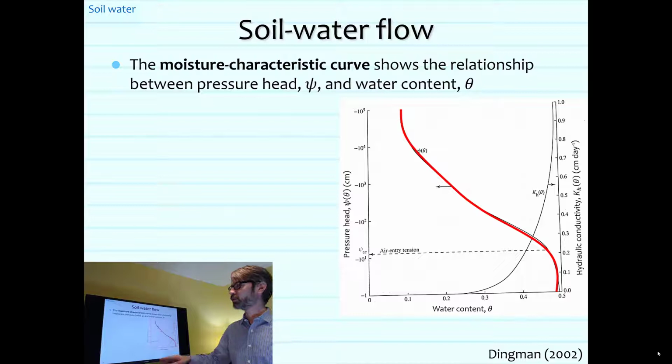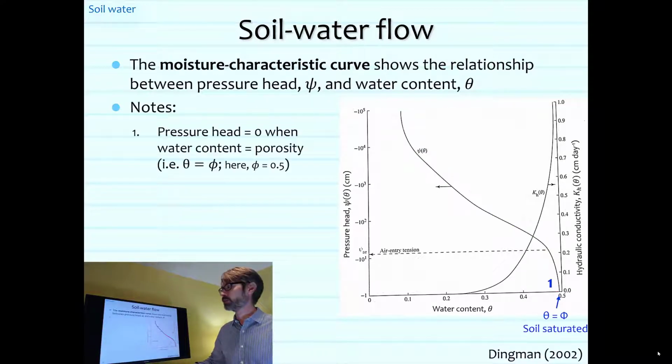We can map out this relationship between water content and pressure head through something called the moisture characteristic curve. Again, this shows the relationship between pressure head, here, and water content, or theta, here on the bottom axis. And the curve that we're looking at is this red one. There are a few important points here. Pressure head is equal to zero when the water content is equal to the porosity. In other words, when the soil is fully saturated.